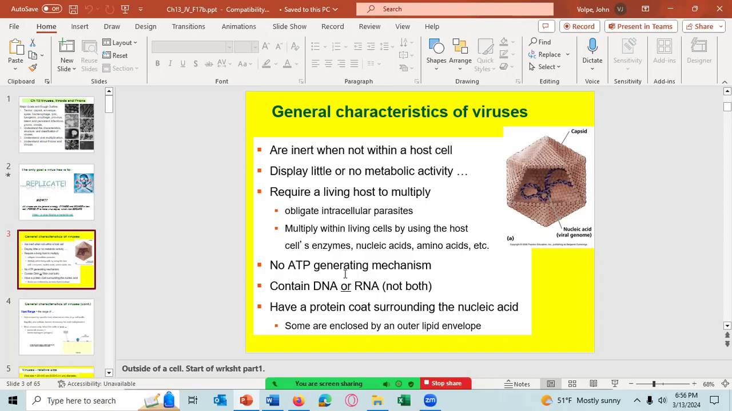Viruses have no ATP generating mechanism. They rely on their host cell for supplying a lot of things for them, including enzymes, nucleic acid, amino acids, and ATP.